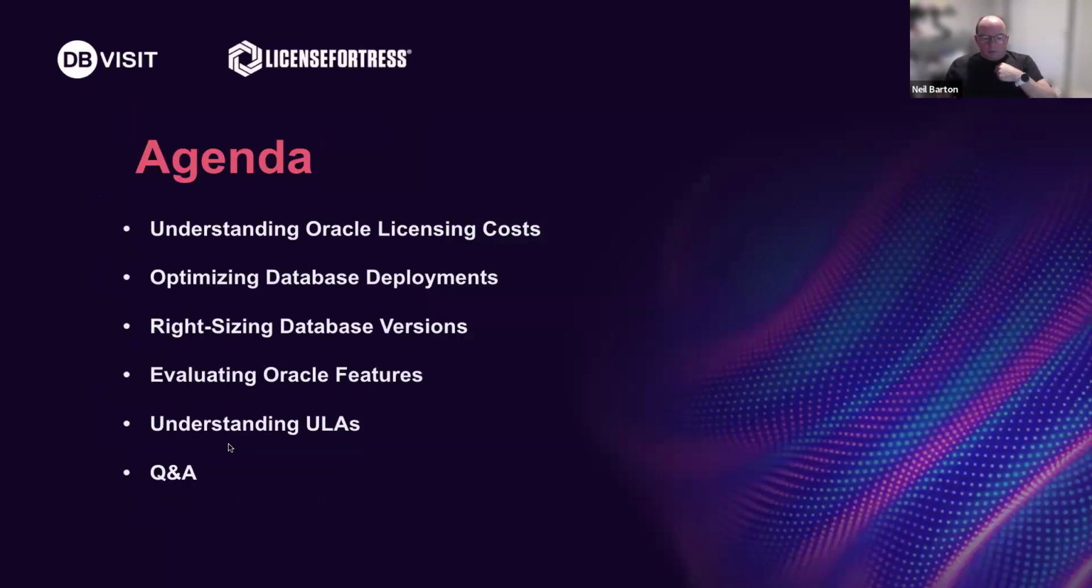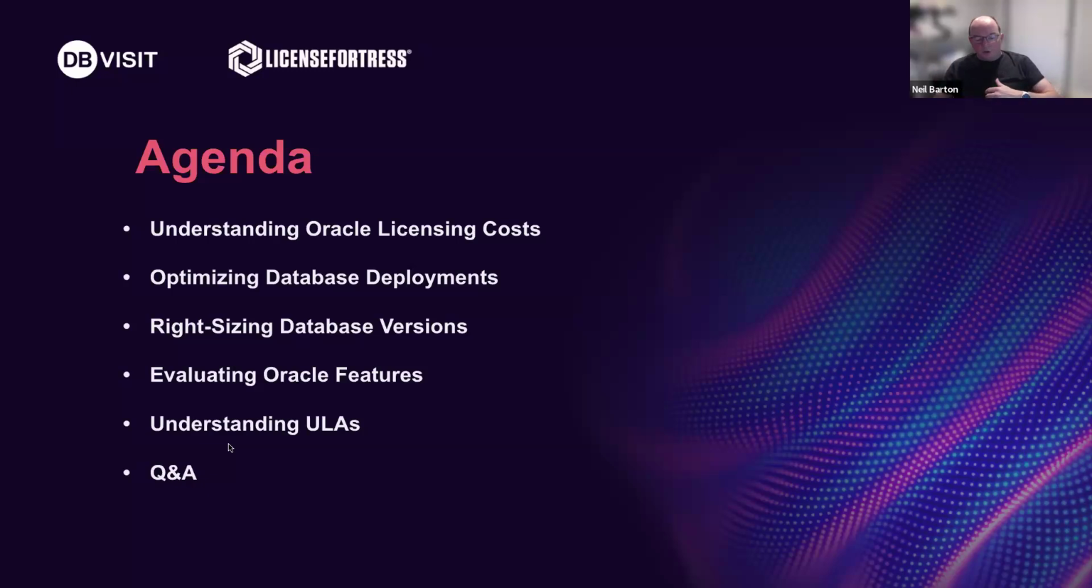Today's session, we've got License Fortress here, and they were founded to address the growing complexities and risks associated with licensing, particularly in Oracle technology. We've got a couple of topics on today's agenda we'll work through. Understanding Oracle licensing costs. We'll break down the cost drivers for those. Optimizing database deployment. Discover the strategies to consolidate your databases, right size your CPU allocation, and minimize licensing costs there. Optimizing database, right sizing your database versions.